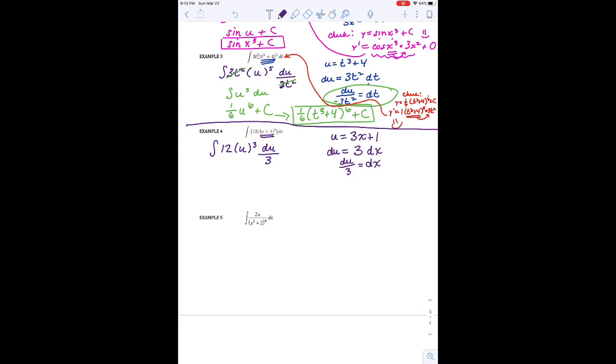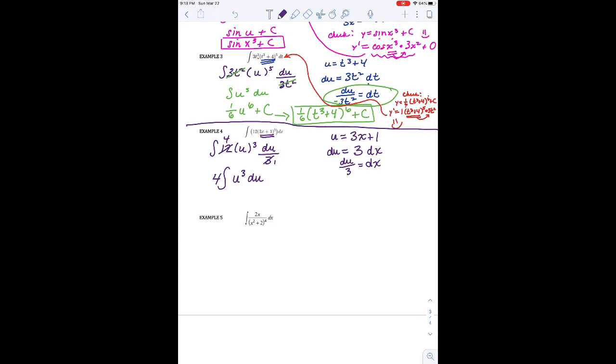So I notice I have a 3 and a 12. This 3 will cancel: 3 into 3 once, 3 into 12 4 times. Remember we talked about this before. We had one like this. The 4, since it's a constant, will actually come out to the side. So I have 4 out here, u cubed du. Gosh, this is fun.